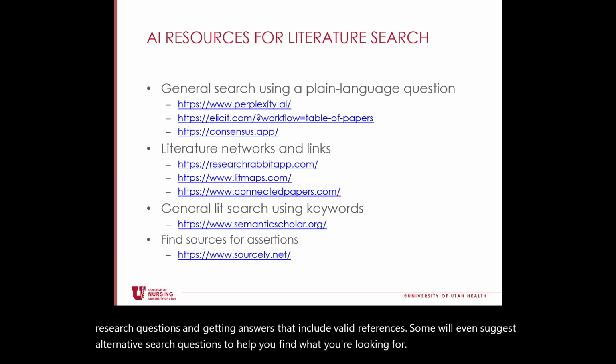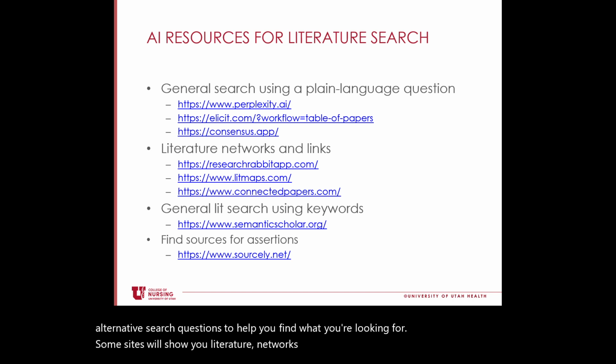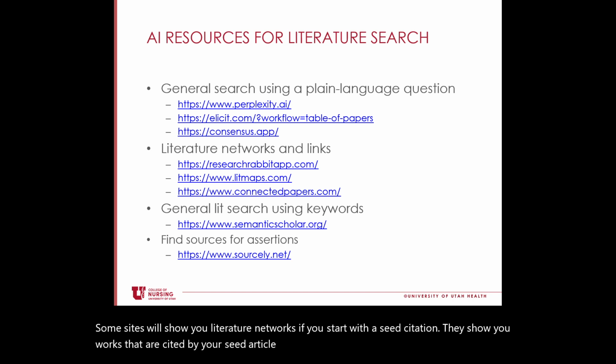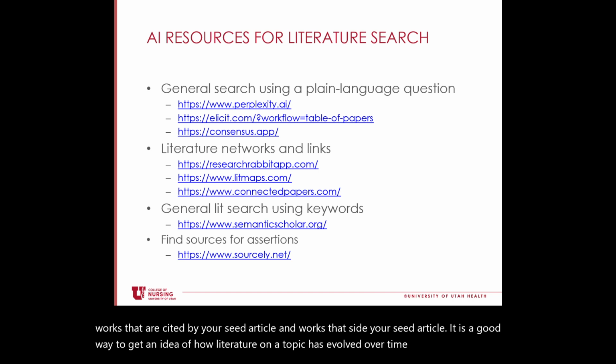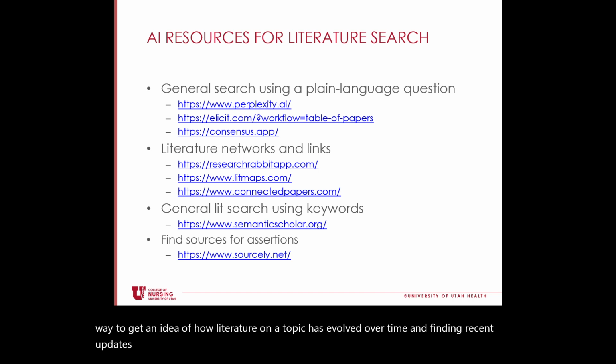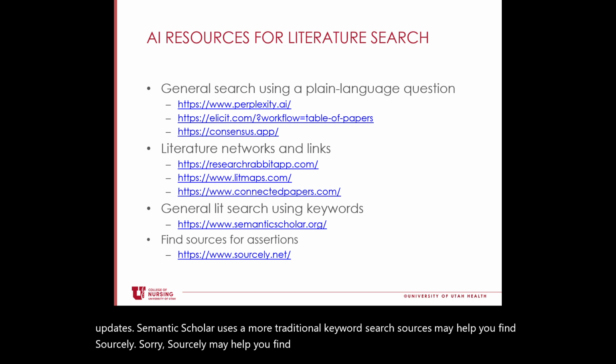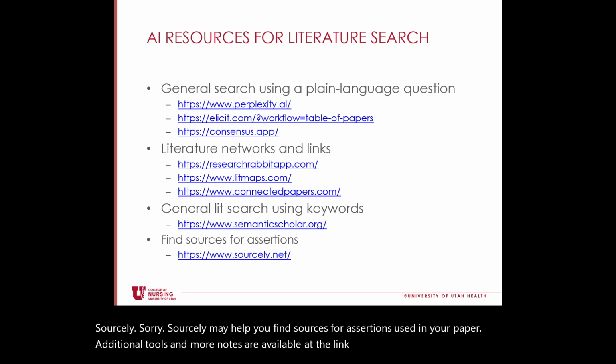Some sites will show you literature networks if you start with a seed citation. They show you works that are cited by your seed article and works that cite your seed article. It is a good way to get an idea of how literature on a topic has evolved over time and finding recent updates. Semantic Scholar uses a more traditional keyword search. Sourcely may help you find sources for assertions used in your paper. Additional tools and more notes are available at the link I provided in the previous slide.